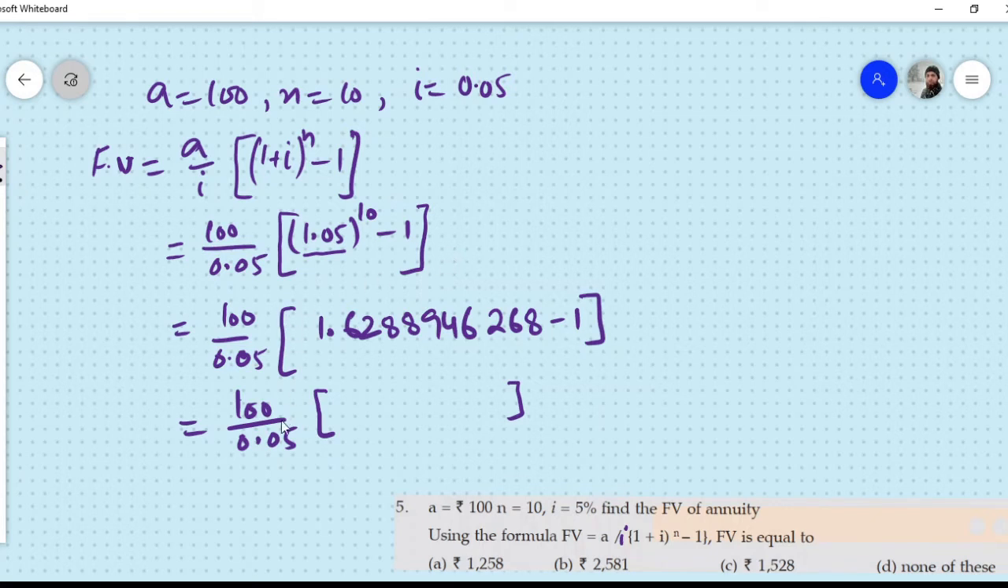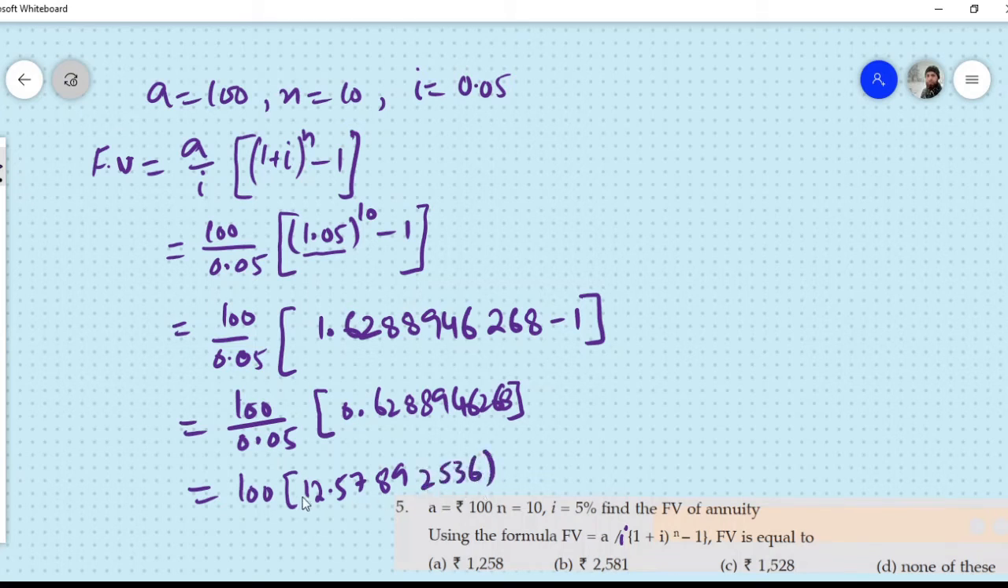Now here it will be equal to 0.6288946268. Further, this is divided by 0.05. After dividing by 0.05, this will be equal to 12.5789 2536. Now the number is approximately equal to 1258. Therefore, Option A is the correct option.